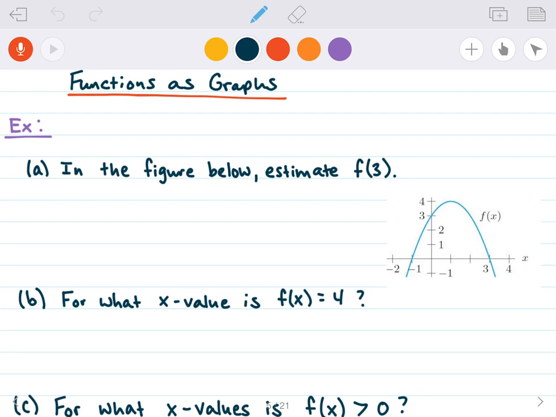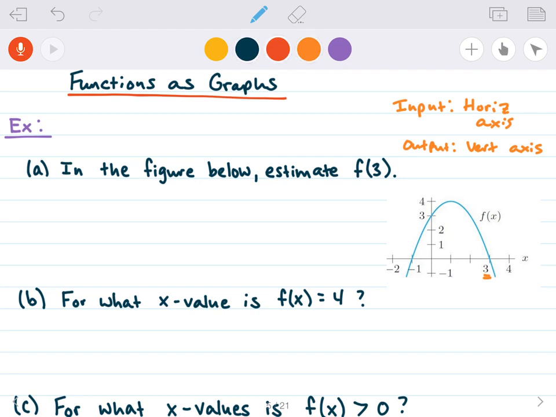Alright, so we can also look at functions as graphs. It says in the figure below, estimate f of 3. Remember, our input goes on the horizontal axis. That's our x values. And the output goes on the vertical axis. Those are our y values. So f of 3. What we're looking for is an input of 3 on our horizontal, and we look at the corresponding y value. So how high is this graph when x is 3?